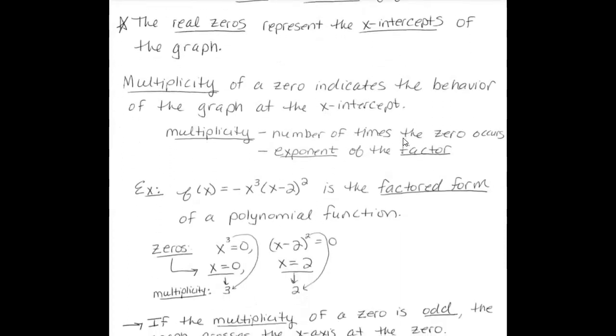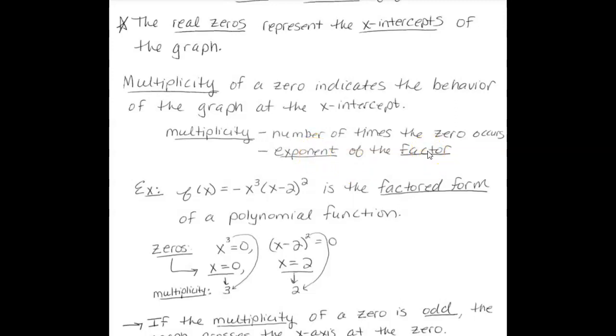Multiplicity of a 0 is something that we can look for that will tell us the behavior of the graph at the x-intercept. What does the graph actually look like? Does it look like x squared and just touch the graph, or does it look like x cubed and cross through the x-axis? So the multiplicity means the number of times the 0 occurs. In other words, it's the exponent attached to the factor.